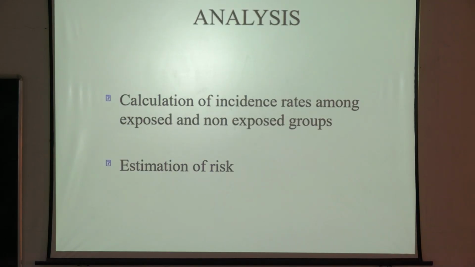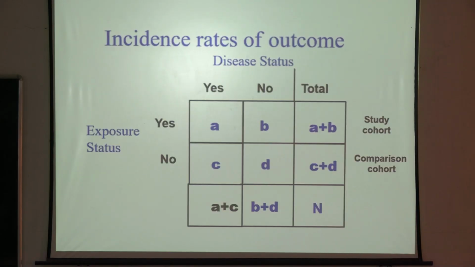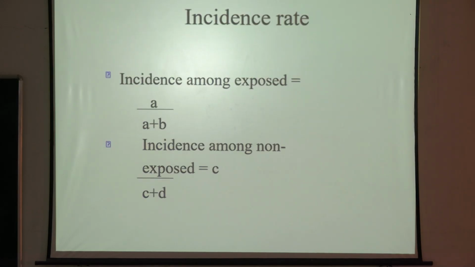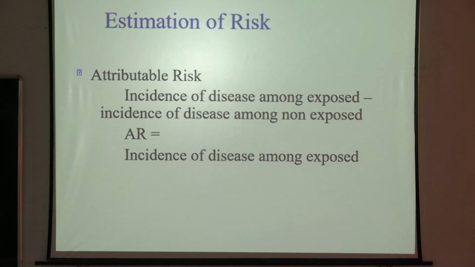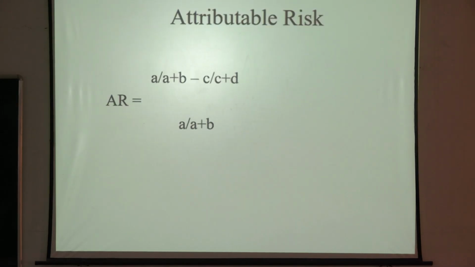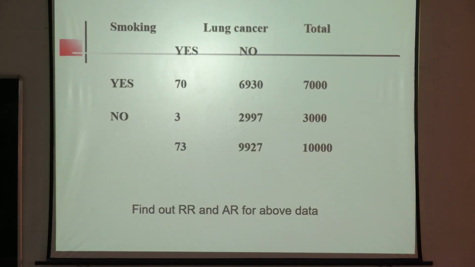Analysis: calculation of incidence rate among exposed and non-exposed, estimation of risk. Same thing we have talked about many times. Incidence among exposed is A by A plus B, among non-exposed C by C plus D. Attributable risk, we will not talk about this. Now this is a question which I am going to ask you. Calculate the relative risk. What is the relative risk for the above data?